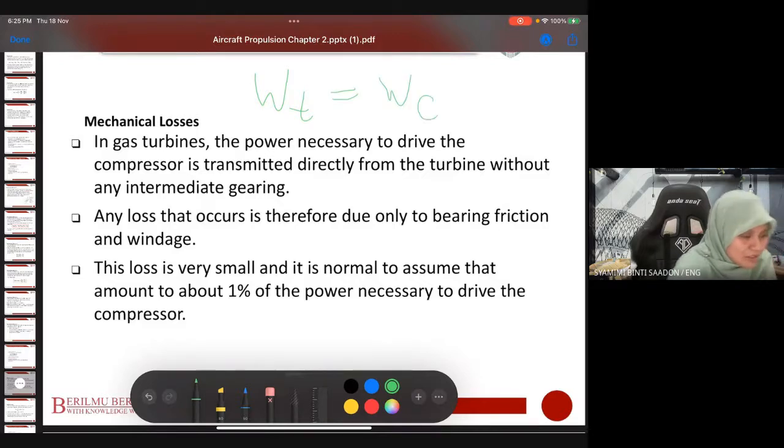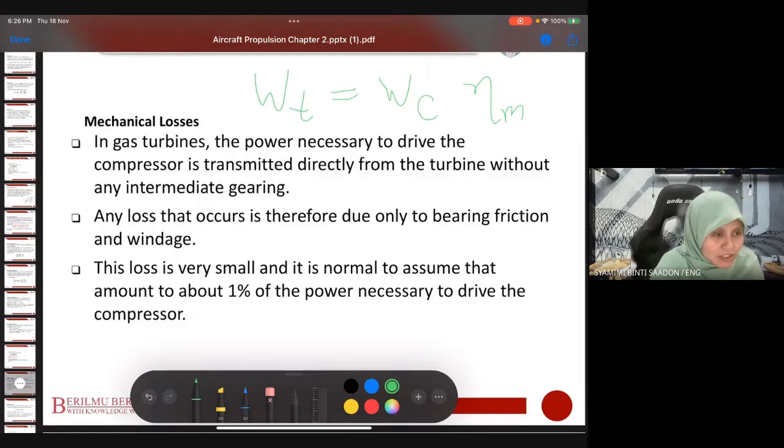So normally in the ideal case, we assume that all the power produced by the turbine will be used to drive the compressor. So the turbine work W_T equals W_C. But actually there is some mechanical loss, so that's why we need to take this loss into account, by adding another efficiency noted as mechanical efficiency.